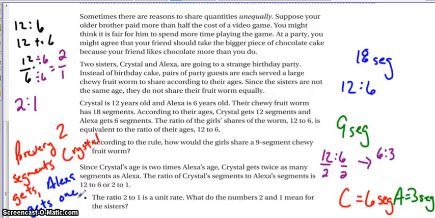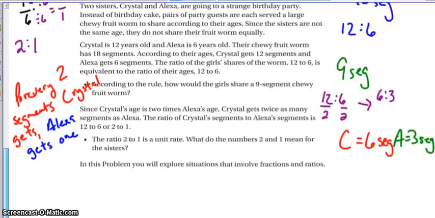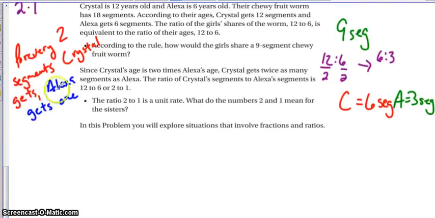Okay, so that's the unit rate for Alexa. If we reverse this and talk about the unit rate for Crystal, then we switch our ratios around and we end up seeing that Alexa gets half of a segment for every 1 that Crystal gets. So I'm going to scroll down my paper just a little bit.